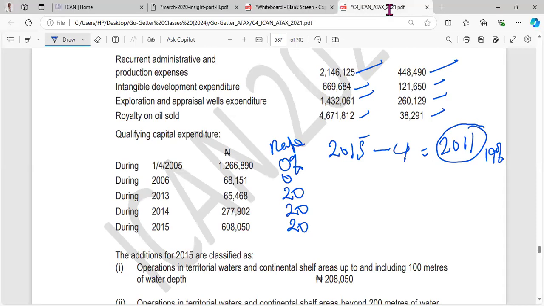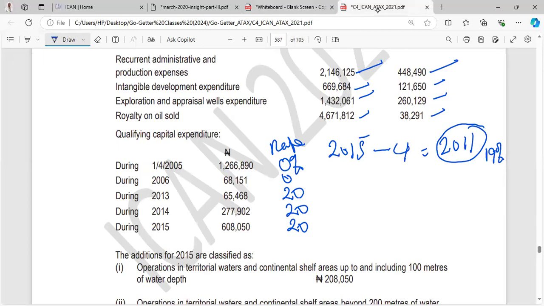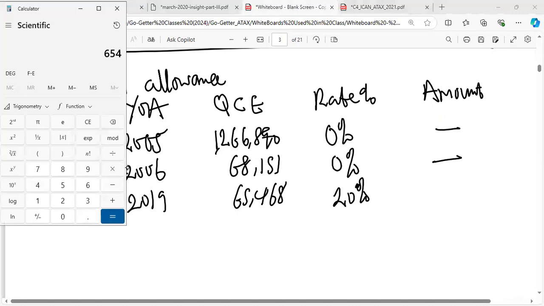Next one is 2013. 2013, of course, is 20%. 65,468. Look for 20% of that. 65,468 times 0.2. That's 13,094.